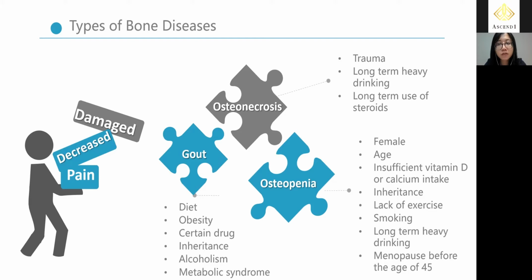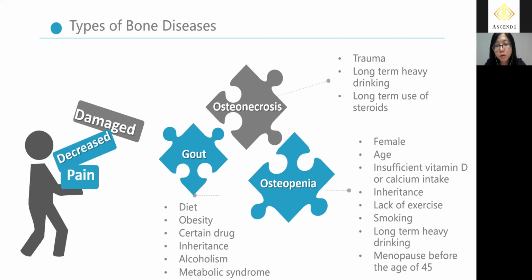And then some people, if they have prolonged use of high doses of steroid hormones and drink alcohol, can reduce the blood flow to some bones as well. Once the blood flow to some bones is reduced, osteonecrosis may happen.